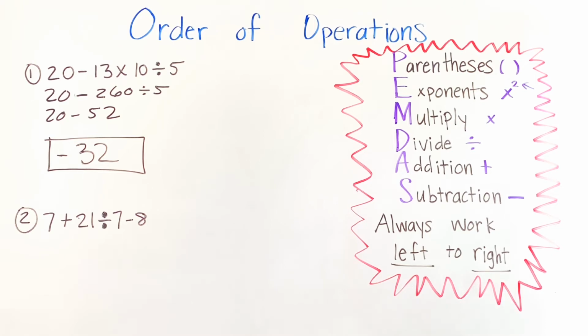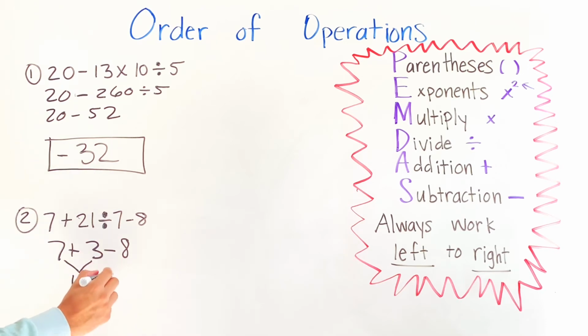Okay, for number 2, we have 7 plus 21 divided by 7 minus 8. Once again, we're going to do our division first, according to the steps of solving the order of operations. And we're going to go ahead and do 21 divided by 7, which is going to be 3, and we bring down the 8. So now, remember, you do addition or subtraction, but we're always working from left to right. So we're going to go ahead and add 7 plus 3. That's going to be 10 minus 8.